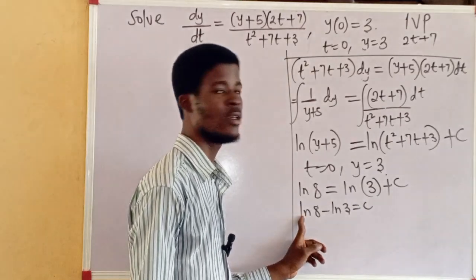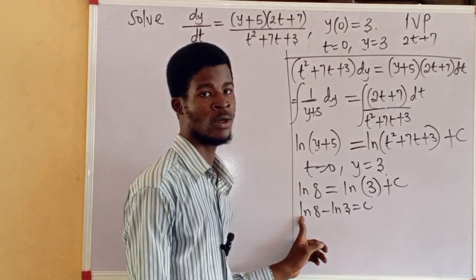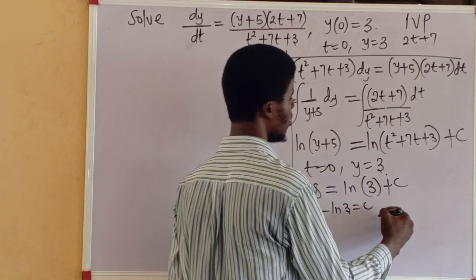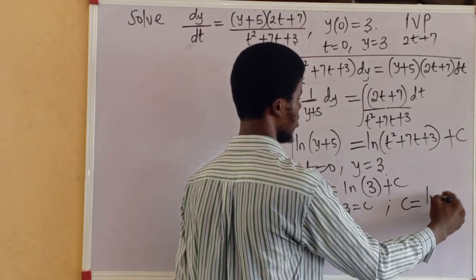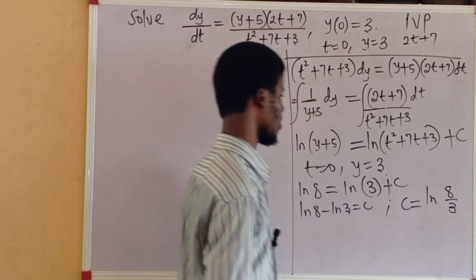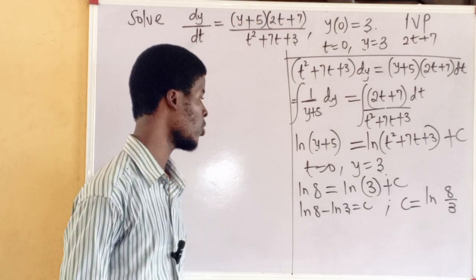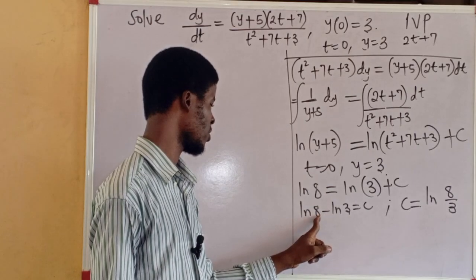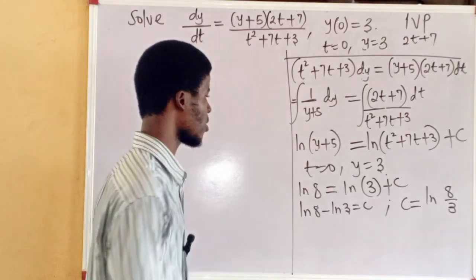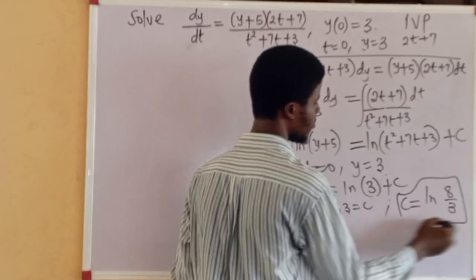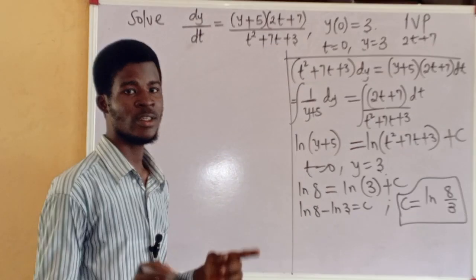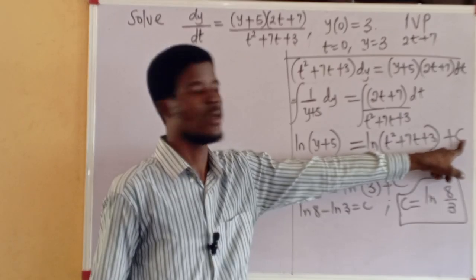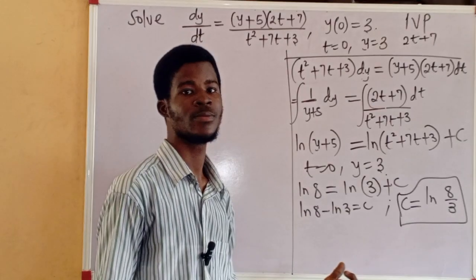This logarithm here is natural logarithm, that's log to base e. They have the same base. So by the law of logarithm, we can say c is equal to ln 8 upon 3. For logarithms that have the same base, if you are performing subtraction, you divide the first number by the second one. All right. So this is the arbitrary constant c. To obtain the particular solution now, we are going to replace this c with ln 8 over 3.